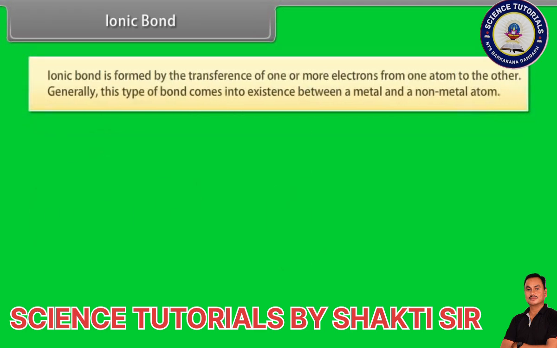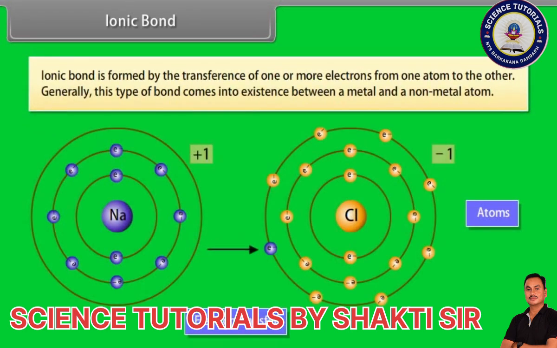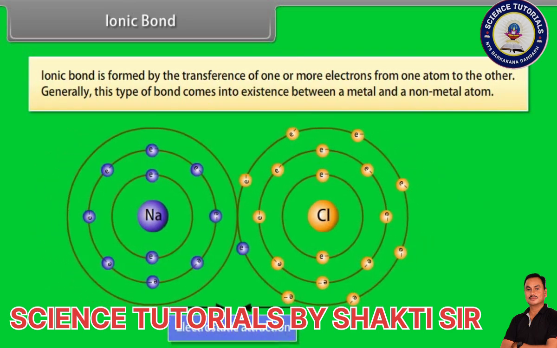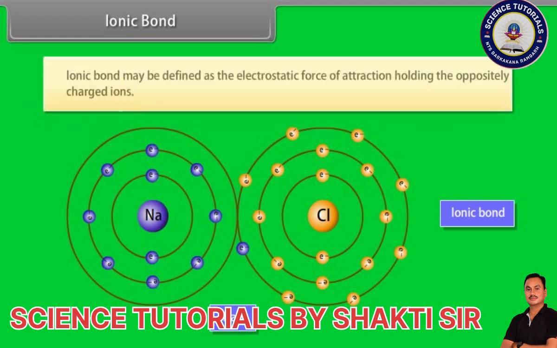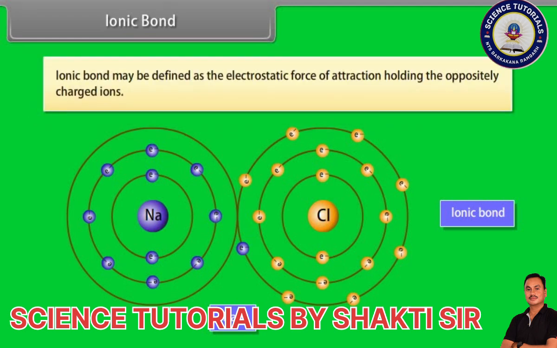Ionic bond. An ionic bond is formed by the transference of 1 or more electrons from one atom to the other. Generally, this type of bond comes into existence between a metal and a non-metal atom. The metallic atom loses its valency electrons and changes into a positive ion called a cation, while a non-metallic atom gains electrons and gets converted into a negative ion called an anion. The oppositely charged ions are held together by electrostatic force of attraction. An ionic bond may be defined as the electrostatic force of attraction holding the oppositely charged ions.